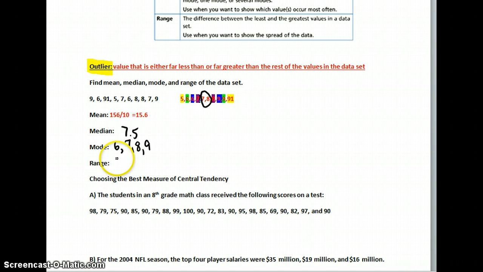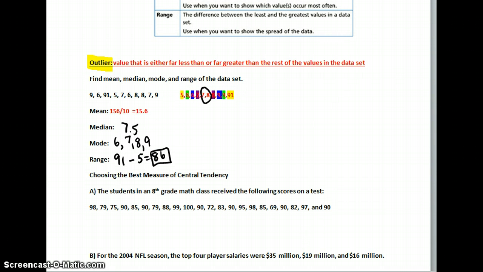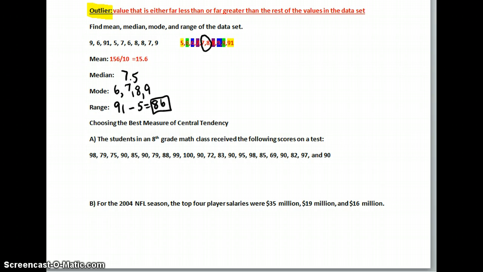For the range, we find our largest number. Our largest number is 91. Our smallest number is 5. We do 91 minus 5, and we get 86 as our range. That tells us over how many values this data spread.